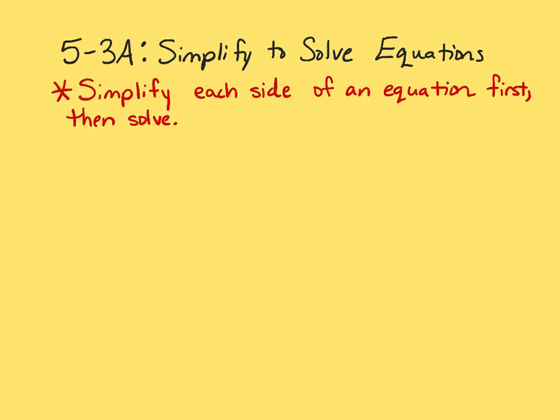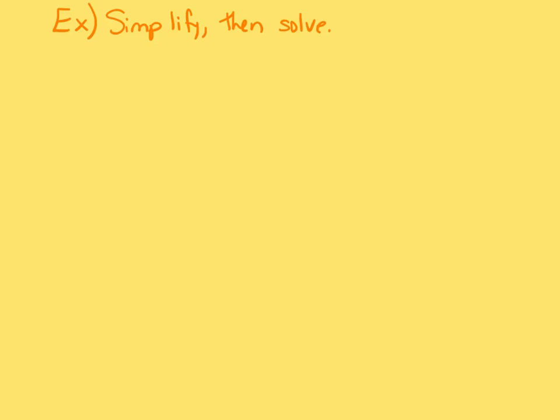You're going to simplify each side of an equation first, then solve. When you simplify, you're only dealing with one side at a time. You cannot draw from both sides to simplify. For the example, we're going to simplify, then solve. So A part, we have 3x plus 5 plus 6x minus 7 equal 25.